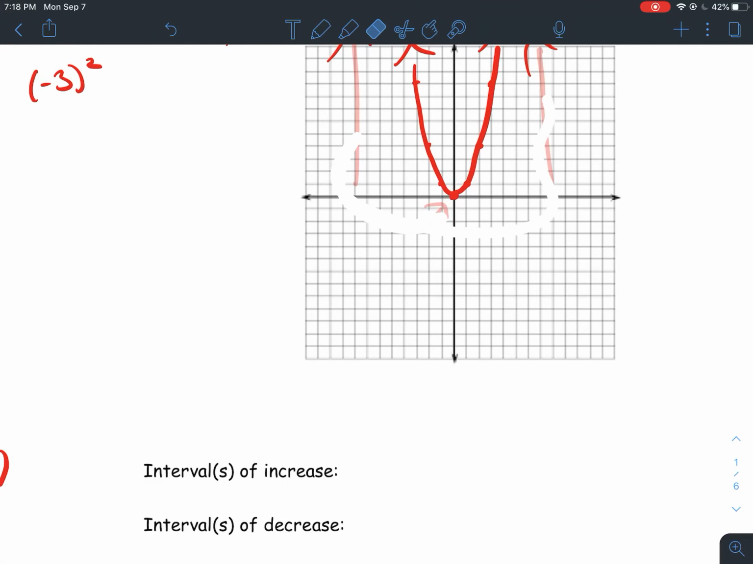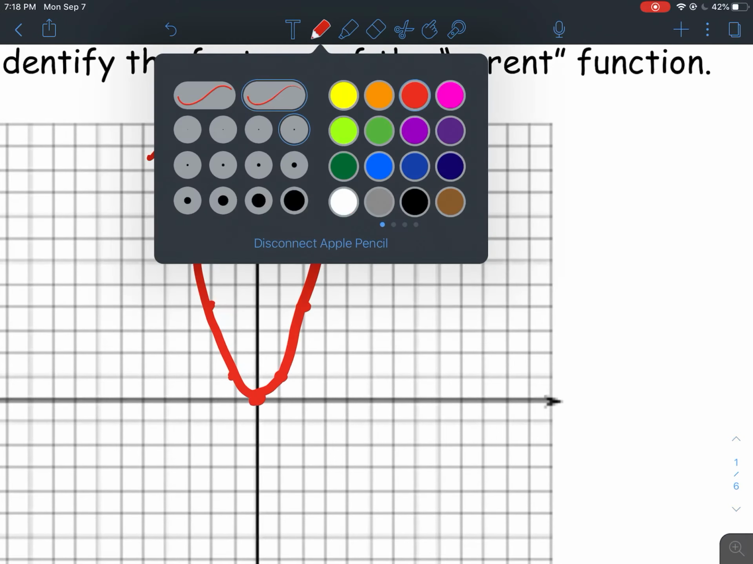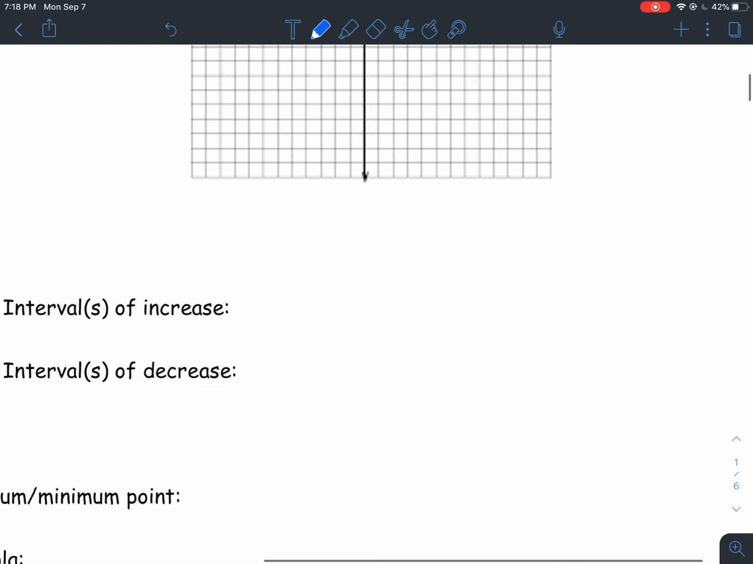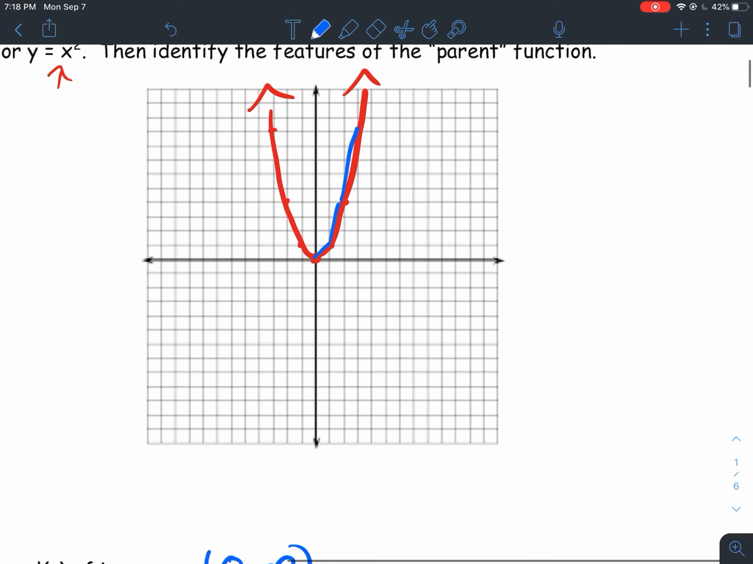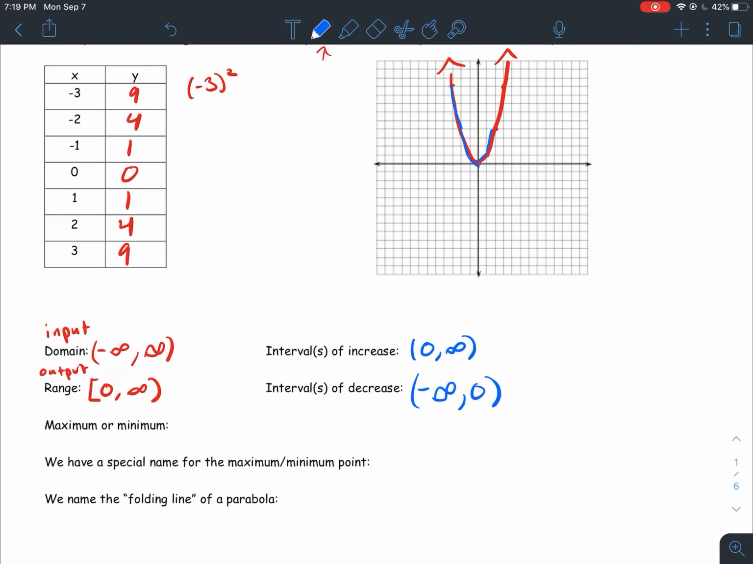Then they ask for the intervals of increase. So let's take a look. When is this function increasing? Well, if we look, this function is going to have essentially a positive rate of change for any value greater than 0. So we would say 0 to infinity. Now, when does this function have a negative rate of change? Well, we can see that these rates of change are negative. So we would say negative infinity to 0.